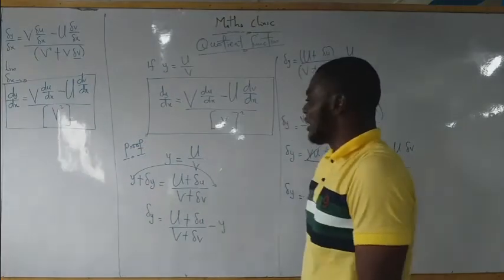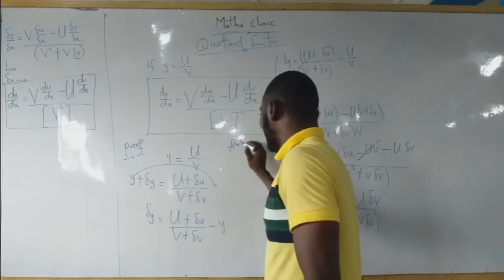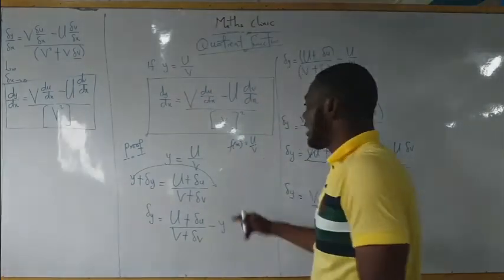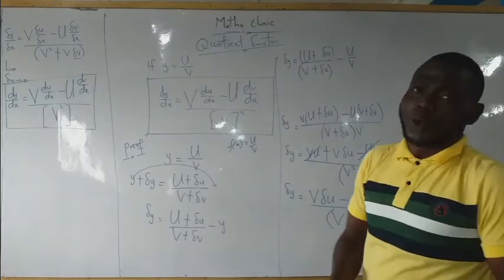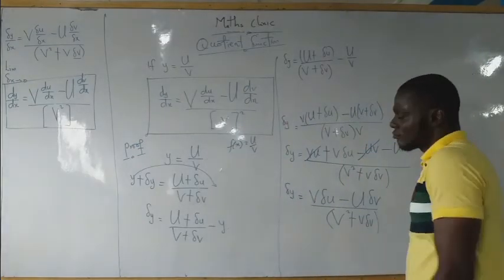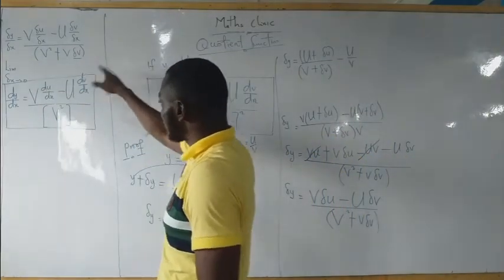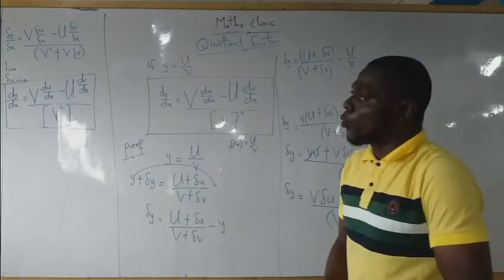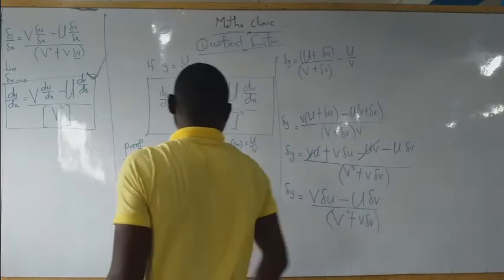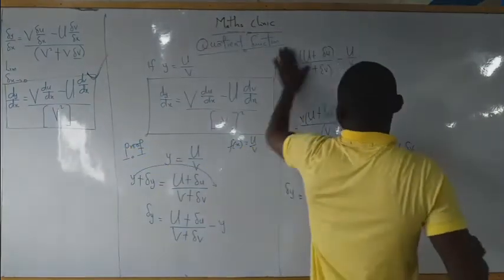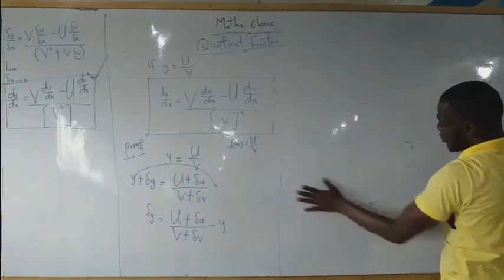Prove that if y equals, or you can say if f of x equals u over v, don't forget that f of x is still the same thing as y. Prove or show that dy dx equals v du dx minus u dv dx, everything over v squared. Students, please take note of this. If they ask you to prove it, very, very important. So let's look at the first question under that.